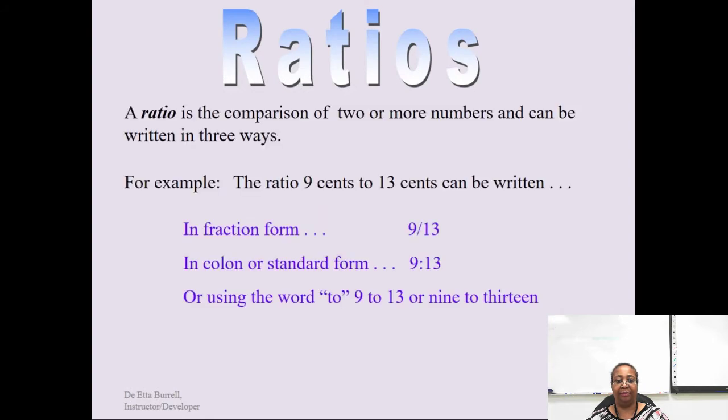A ratio is a comparison of two or more numbers and can be written in three ways. For example, the ratio 9 cents to 13 cents can be written in fraction form, 9/13, or colon form. This is also the standard form. So if you're ever asked to write in the standard form, you're going to use a colon, 9:13. It can also be written in word terms, using the word "to": 9 to 13.